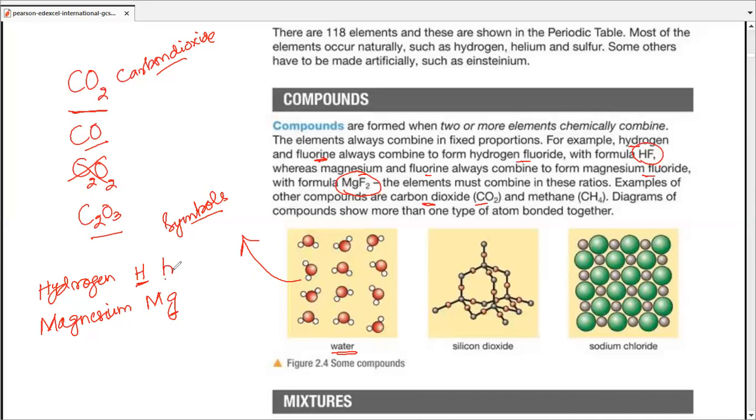You cannot write it like this. You cannot write it like this. All these methods are wrong. Which brings me to your question.